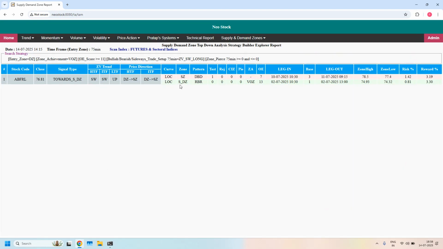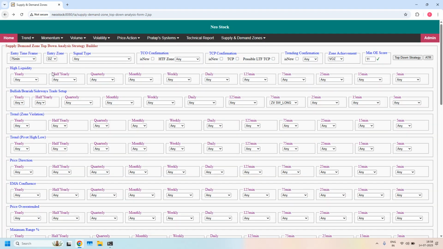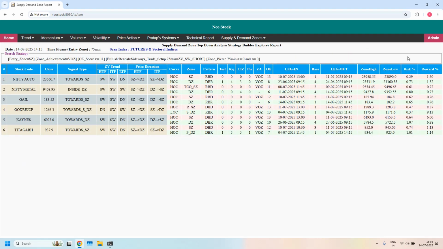We got 1 stock. This is a sideways long trade setup for weekly income trade and entry time frame zone is 75 minutes demand zone. Next, sideways short trade setup for weekly income trade, 75 minute supply zone, sideways short. Let's filter. We got 6 stocks. And all these 75 minute supply zones are supporting sideways short trade setup for weekly income trade.